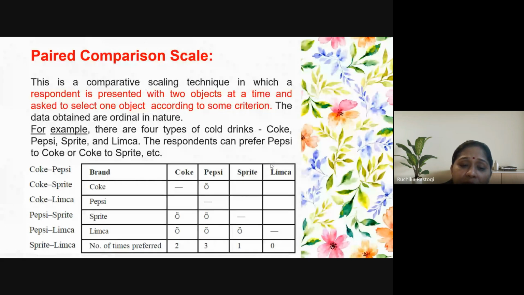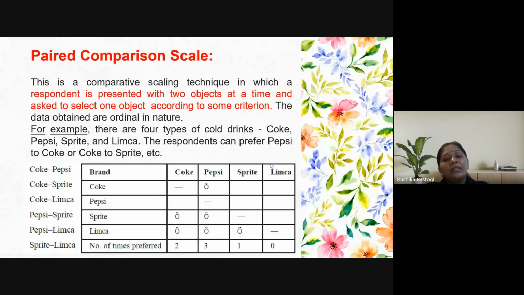So likewise, each pair is presented in front of the person: which pair do you like, and in that particular pair, which cold drink is likely preferred by you over the other. So we can see that Coke is liked by the person twice over Sprite and Limca. Pepsi is liked by 3 over Coke, Sprite, and Limca. Sprite is liked by 1 over Limca, and Limca may not be liked by any other person.